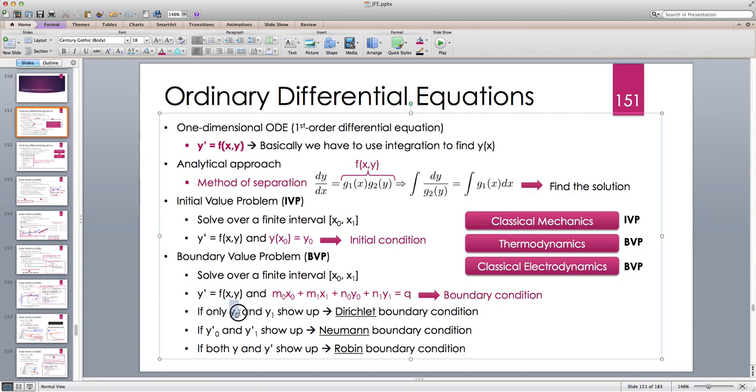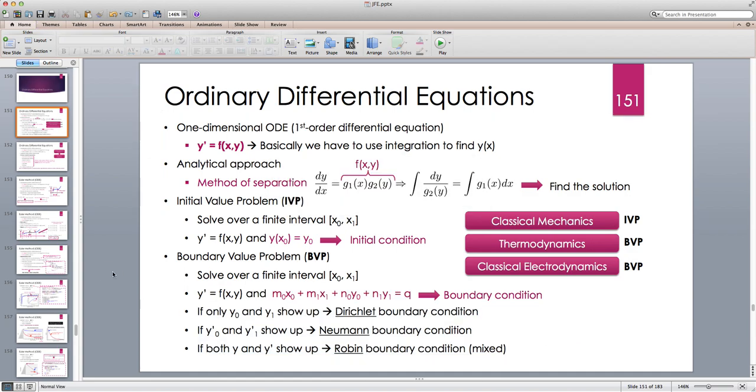Okay? Now, if only y0 and y1 show up in the boundary condition, we call it a Dirichlet boundary condition. If the derivative of the function shows up, instead of the value of the function itself, we call it a Neumann boundary condition. If both y prime and y show up, we call it in general a mixed boundary condition, or Robin boundary condition, sometimes called mixed boundary condition. And again, boundary conditions have a more general sense when we are solving partial differential equations, and the initial condition has a more general sense when we are solving ordinary differential equations. All right?